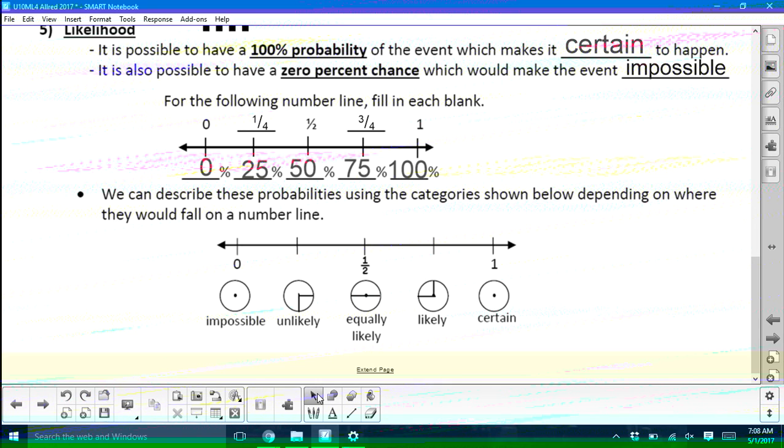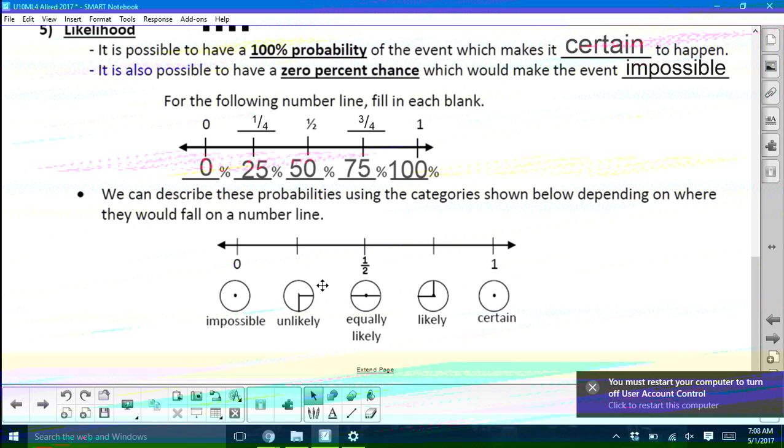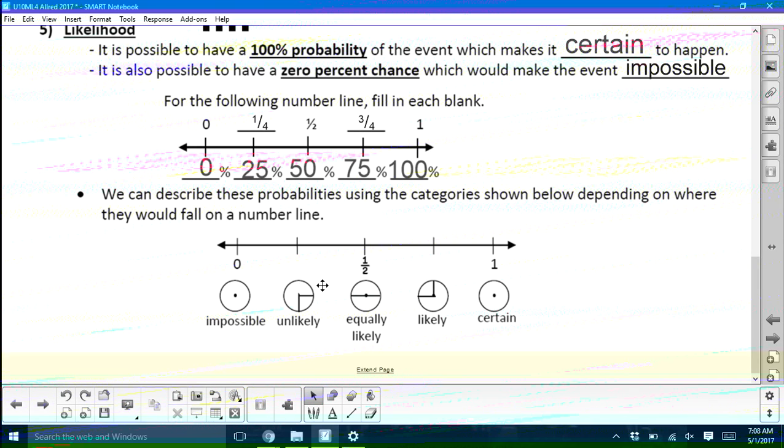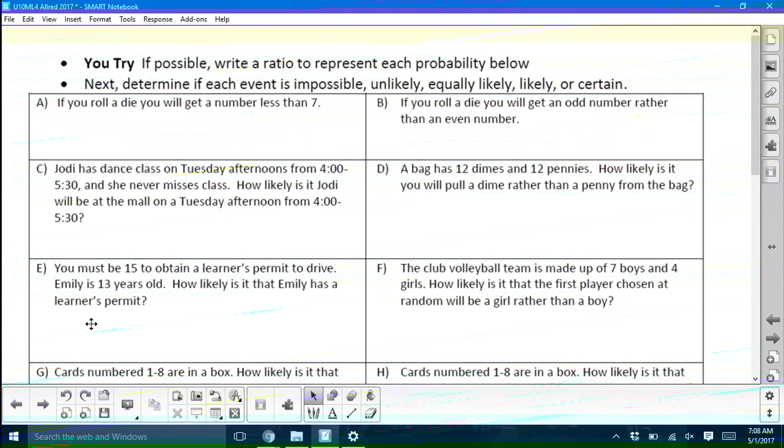Okay? If you think about the words for a second, they kind of make sense. If it's 0, it's impossible. 100% it's certain. It really matches up with this number line up here. If it's in between 0 and 50, it's unlikely. In between 50 and 100 is likely. Exactly 50% is equally likely. Okay? So here's a couple of you tries.